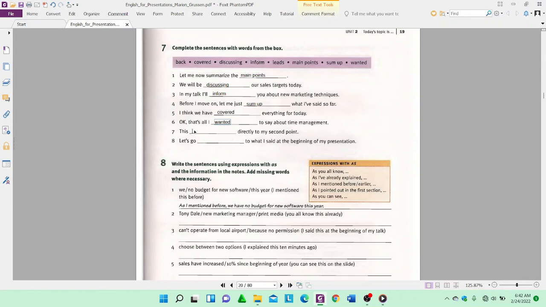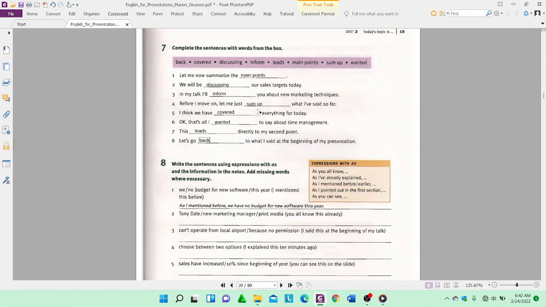Number 7, this blank directly to my second point. This leads directly to my second point. Leads. And number 8, let's go blank to what I said at the beginning of my presentation. Let's go back. Okay, so these 8 sentences are the examples of using signposting.